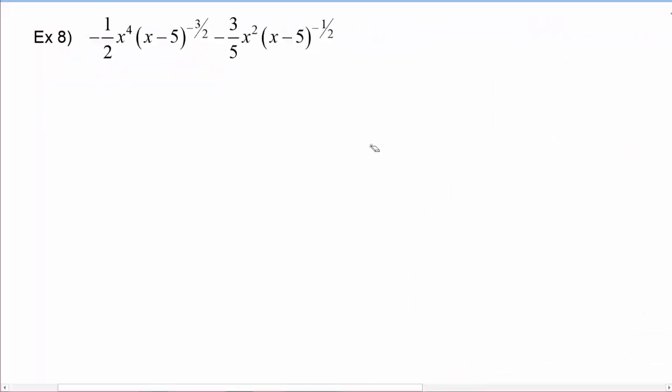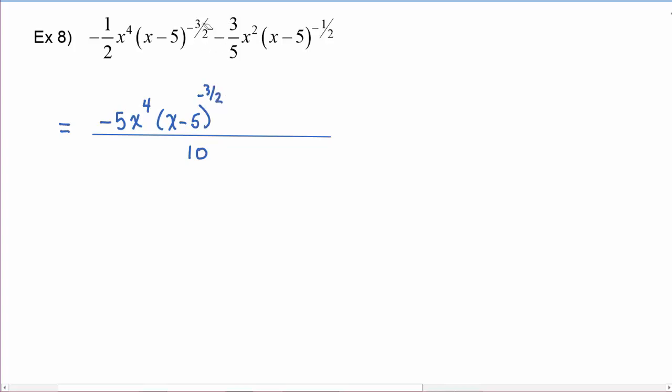And there's our final answer. In example 8, we see once again that we have fractional coefficients, so we'll want to get our common denominator between 2 and 5. Easy enough to find that denominator. We know it's going to be 10. And in this first fraction, we're missing the 5 part of the 10. So you can think of it as multiplying by 5 over 5. So this will become negative 5 x to the 4th, x minus 5 to the negative 3 halves.